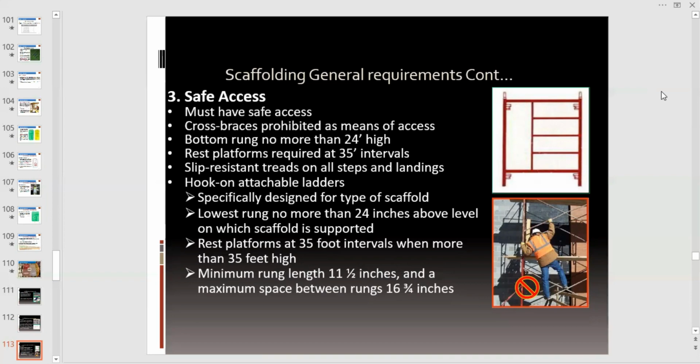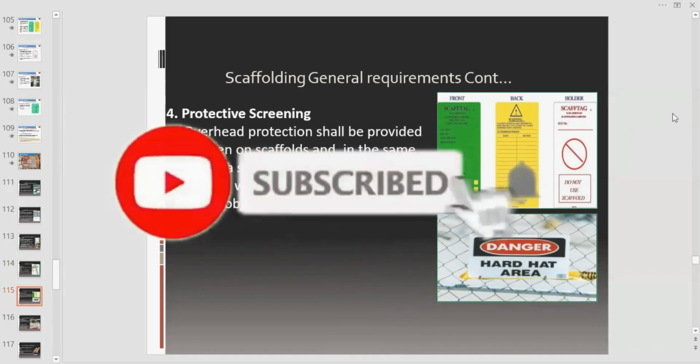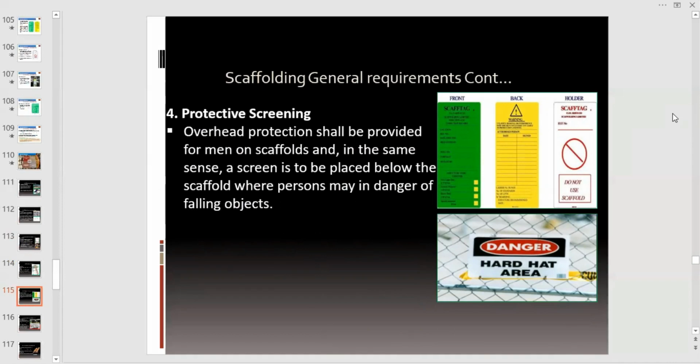Minimum rung length 11.5 inches and a maximum space between rungs shall be 16.25 inches. There must be the provision of ladders for accessing platforms. Foundations must be firm and level. Angle of about 75 degrees, 4 vertical to 1 horizontal, and projecting at least 1.05 meters. Point number 4, protective screening. Overhead protection shall be provided for men on scaffolds, and in the same sense, a screen is to be placed below the scaffold where persons may be in danger of falling objects.